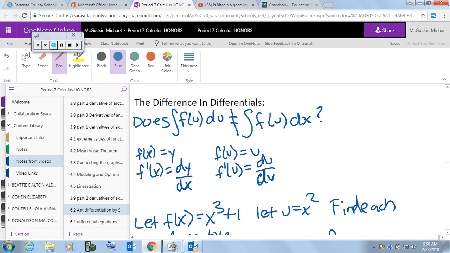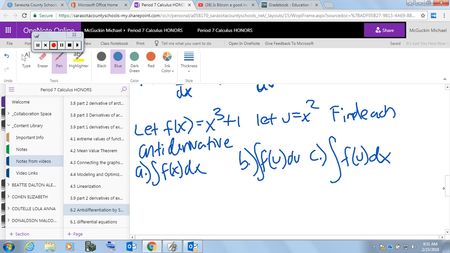And in fact, because they don't equal one another, we're going to use it to our advantage to use what was called substitution, a u substitution, as a way to integrate. Before we get there, I've got an example in this video that I want to look into, really showing the importance of the difference of the differentials. So let's take a look. The example is as follows. Let f of x equal x cubed plus 1, and then you're going to let u equal x squared. It wants us to find each antiderivative for the following three cases: f of x dx, f of u du, and then f of u dx.